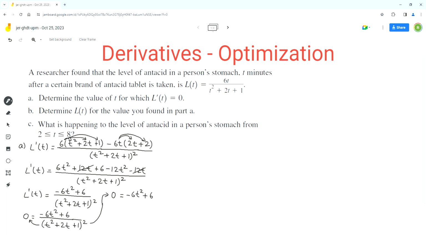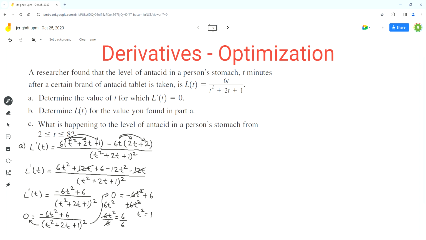Now we can isolate t in this equation. So we should add 6t squared to both sides of the equation. The 6t squared on the right side will cancel each other out. So we'll get 6t squared equals 6. And next we should divide both sides by 6. So the 6s on the left side will cancel each other out, and we get t squared equals, so 6 over 6 is equal to 1. So t squared is equal to 1.